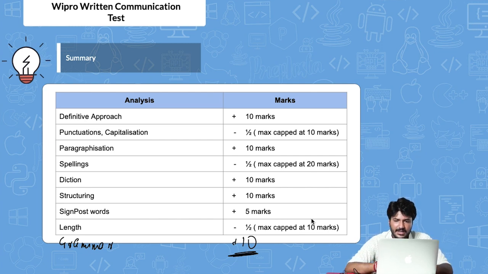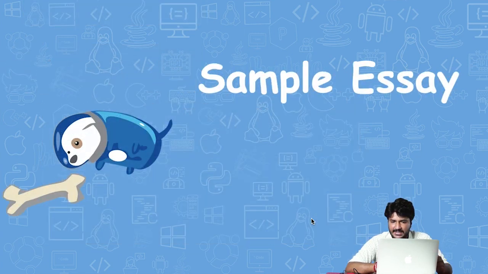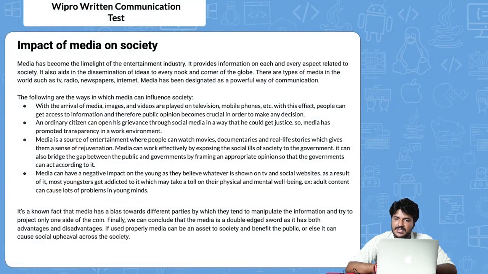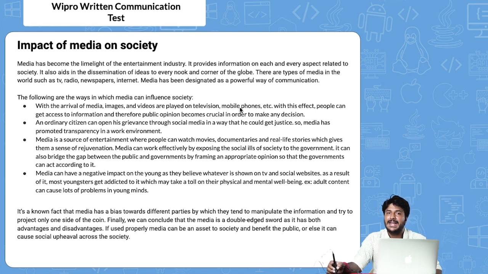Excuse me. Right, so let's go ahead. Basically, this is a sample essay that I wanted to take. One of my students has written it. There are a few positive things that she has done, and then there are a few negative markers here. The first negative marker is that she was writing on a Word document. She was not aware how the Wipro editor in the exam is going to be.